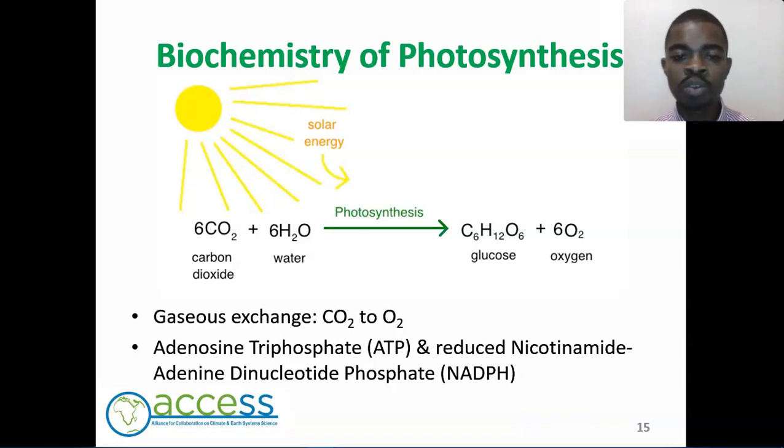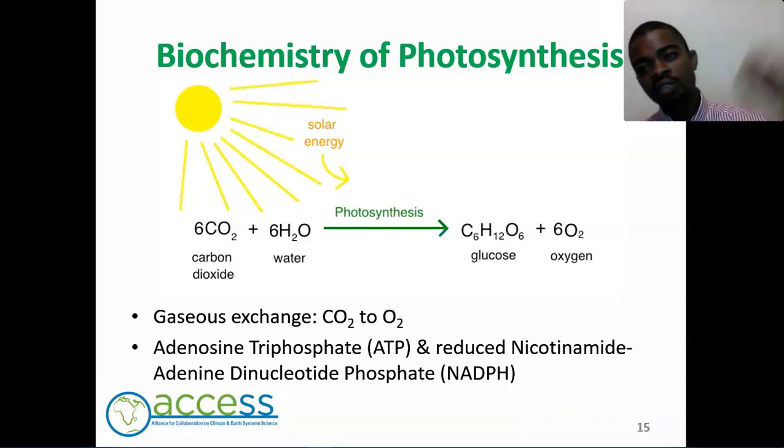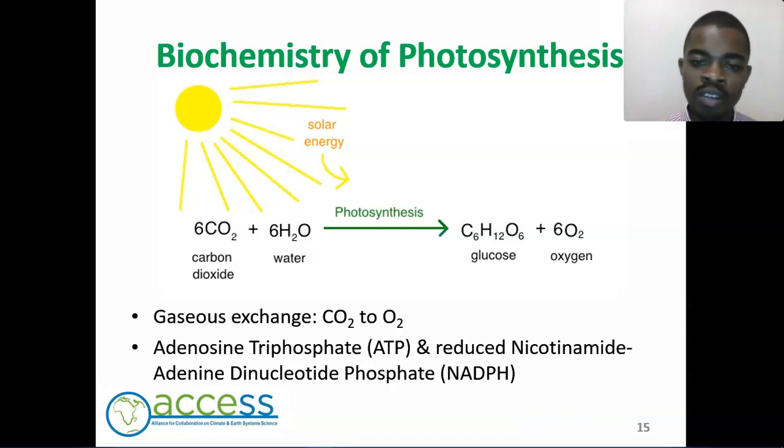So this is important because of the gaseous exchange that happens: the removal of carbon dioxide from the atmosphere, and the release of oxygen into the atmosphere. Other important factors in this process are ATP, or adenosine triphosphate, and NADPH, reduced nicotinamide adenine dinucleotide phosphate. These are important because they are energy carriers and they allow the process of photosynthesis to be active.